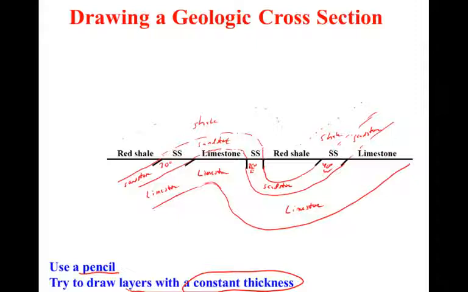Drawing the cross-section reveals what the geologic structure of this area is. We have an anticline on the left side here, and we have a syncline on the right side of our cross-section. Anticline, an upward fold; syncline, a downward fold.